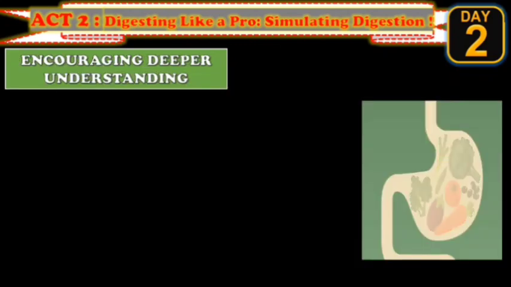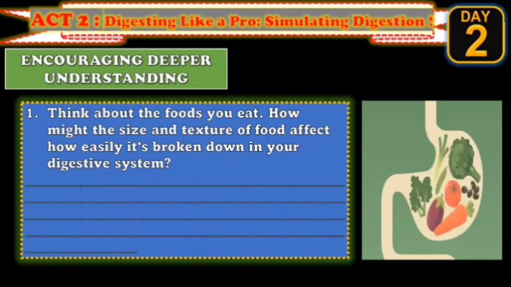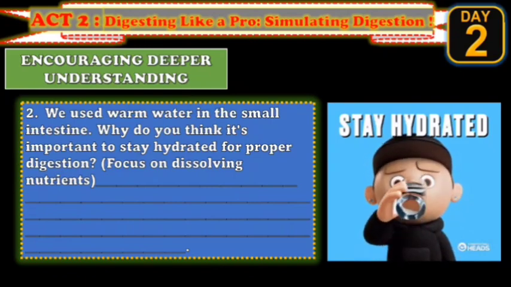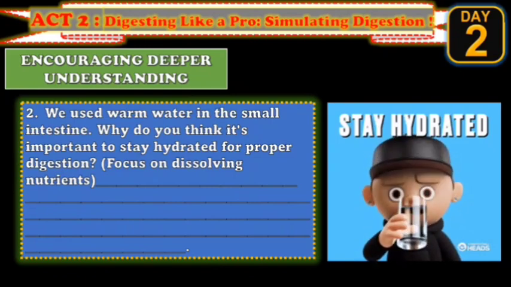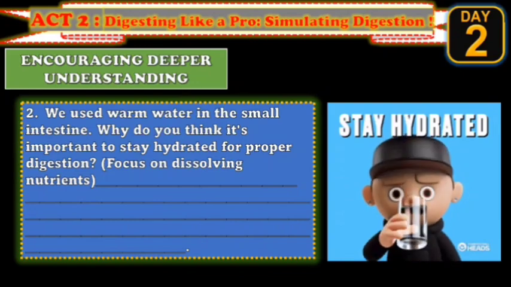For encouraging deeper understanding, question number 1. Think about the food you eat. How might the size and texture of food affect how easily it's broken down in your digestive system? Number 2. We use warm water in the small intestine. Why do you think it's important to stay hydrated for proper digestion?